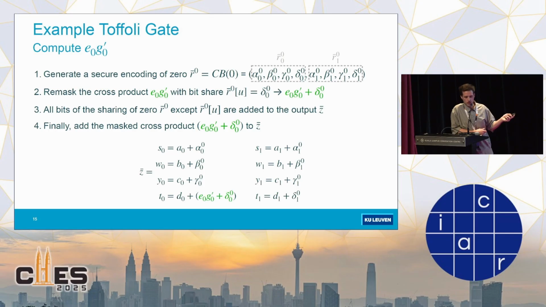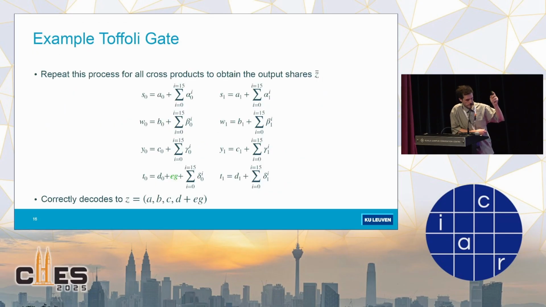So if you iterate this process 16 times, what you get is that at index 3 you get the unmasked E times G. And all the rest are sums of sharings of 0. So when you do the decoding, these sum up to a 0 value multiple times. Then you decode and you get the expected value that we wanted in the example, which is D plus EG.